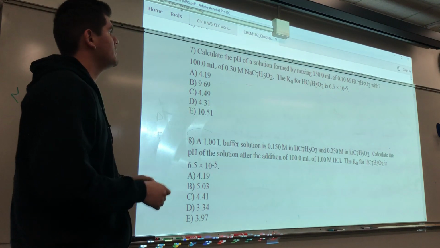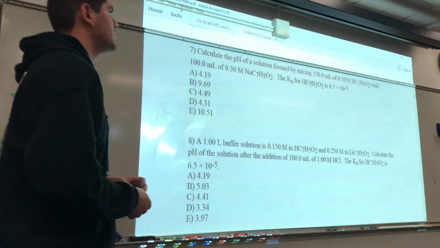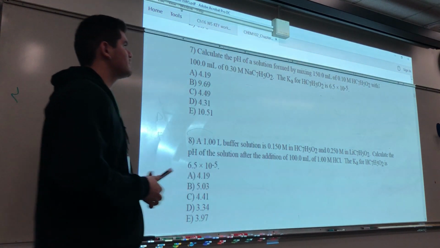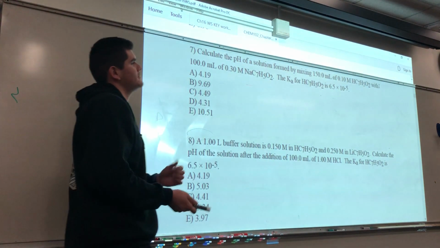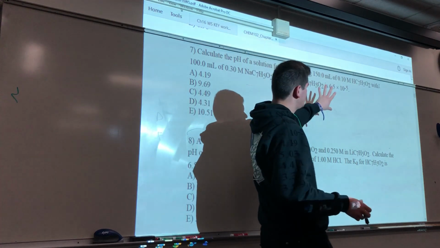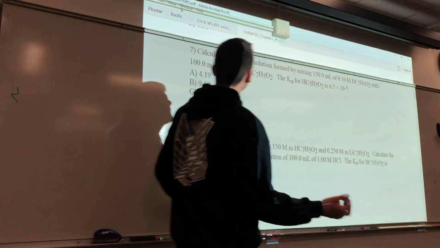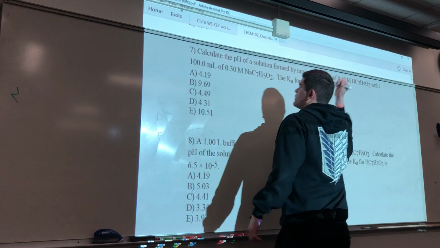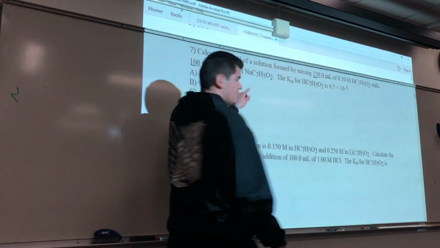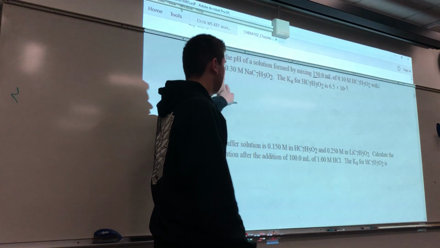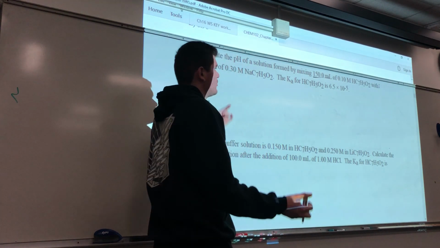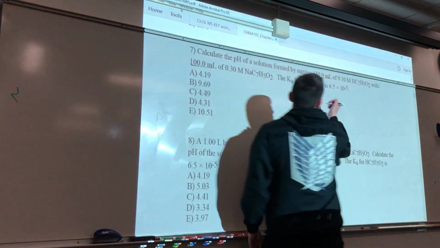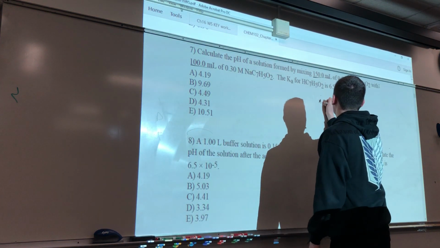Number 7. Calculate the pH of a solution formed by mixing 150 milliliters of 0.10 molar acid with 100 milliliters of 0.3 molar sodium base. Ka is 6.5 times 10 to the negative something. So we're adding 150 milliliters and 100 milliliters of these, so I'm going to do the same thing, M1V1, because we're going to get a different molarity when we add these two together because of the volume change. So we do the M1.